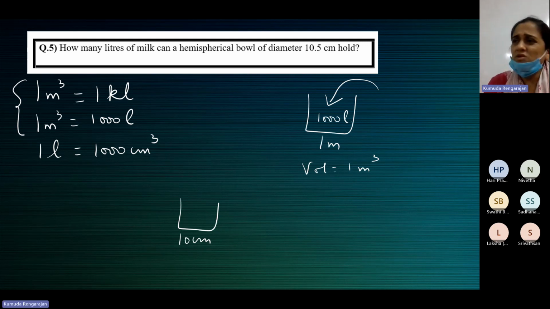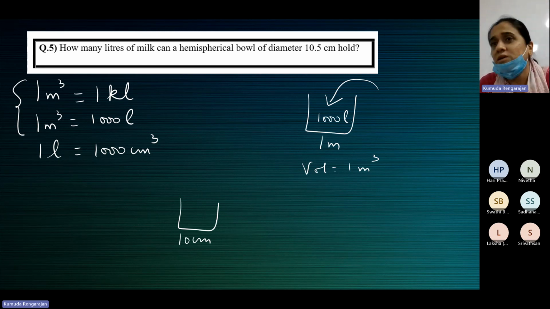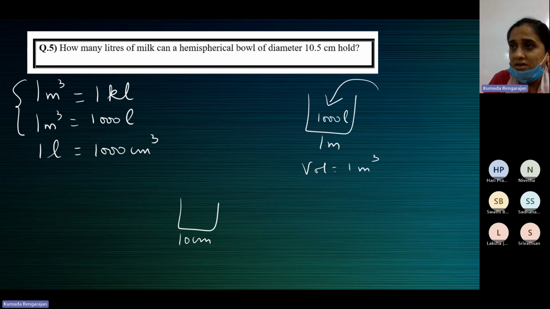It need not be a cubical vessel. I'm using a cube so that I can explain easily. For a cubical container with edge 10 centimeters, the volume is 1000, so it's easy to explain with a cube. But the container can be any container. This is the meaning. So if there's a cubical container of edge 10 centimeters, its volume is 10 into 10 into 10, 1000 centimeter cubed. Now this container can hold 1 liter of liquid. That's the meaning of 1 meter cubed is 1000 liters and 1 liter is 1000 centimeter cubed.